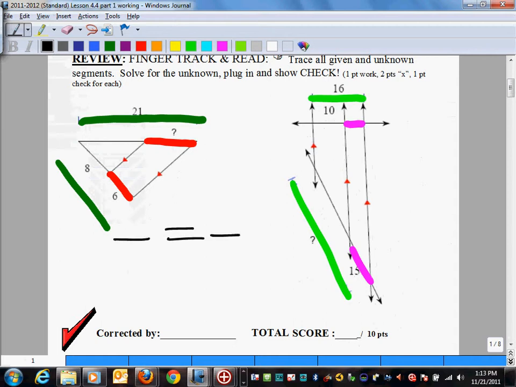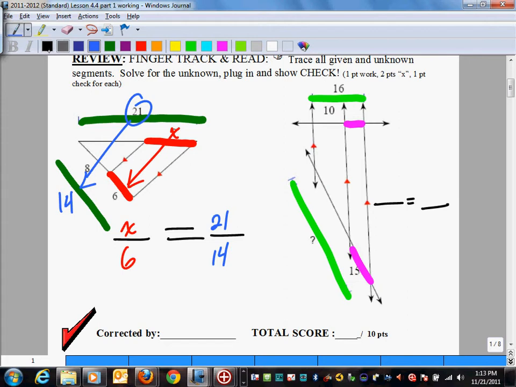Okay, so some of you got stuck here. Guys, what have we been doing for 2 weeks? Almost nothing but proportions. Absolutely nothing but proportions. So to solve for the unknown, it's unknown over 6 equals 21 over, well, you don't have anything there, so you just add 21 over 14. Now, there's more than one way to do this. You also could have gone x over 21 equals 6 over 14.